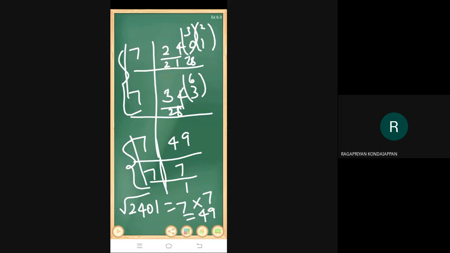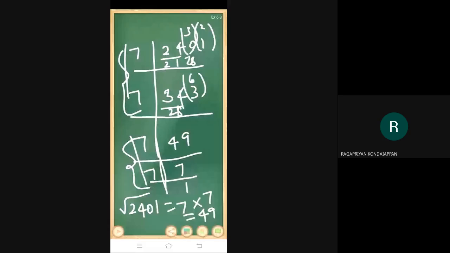How much did each student donate? 49 rupees. Number of students is 49. Each student donated 49 rupees. So the total amount collected is 2401. If you want, you can check. 49 into 49 will be 2401.